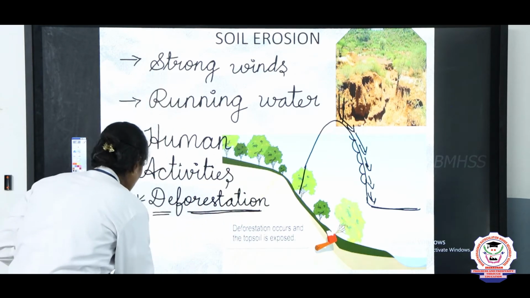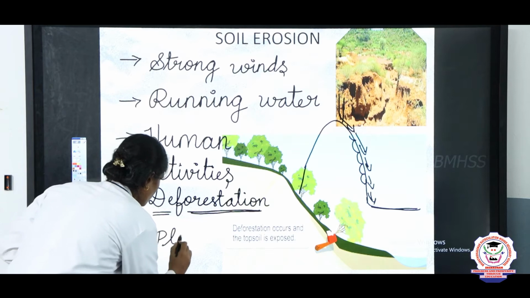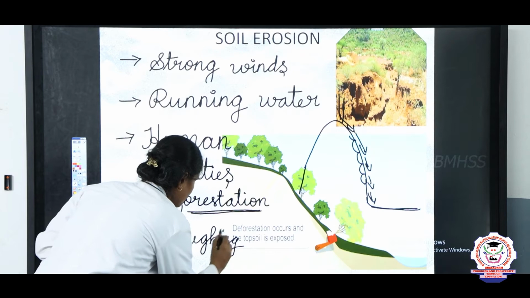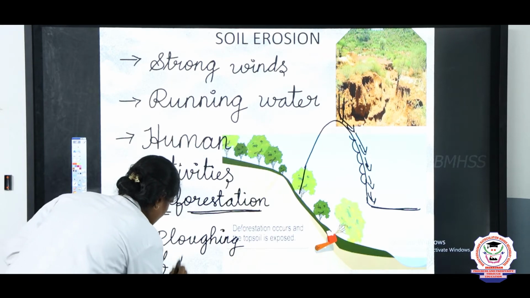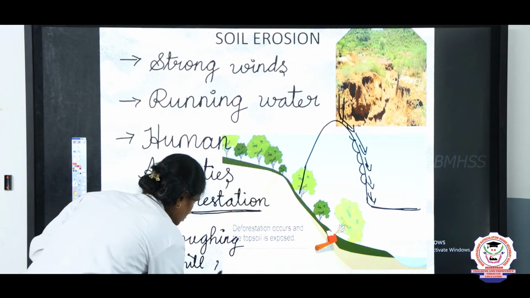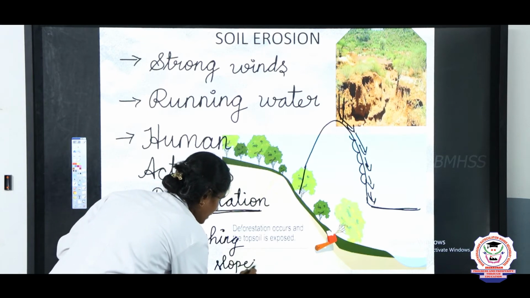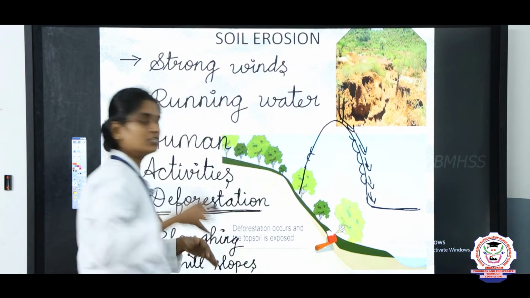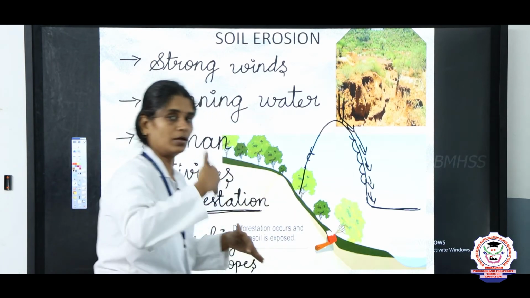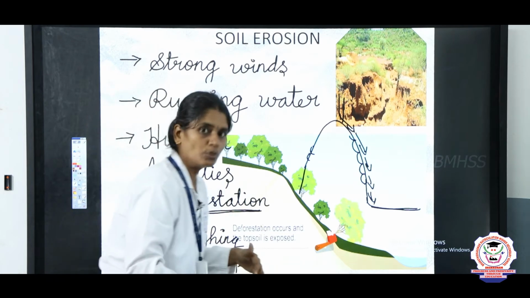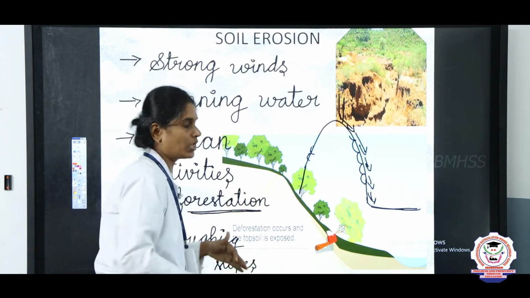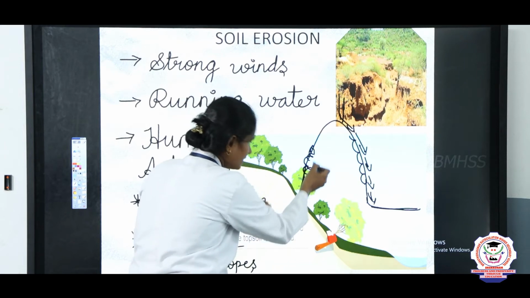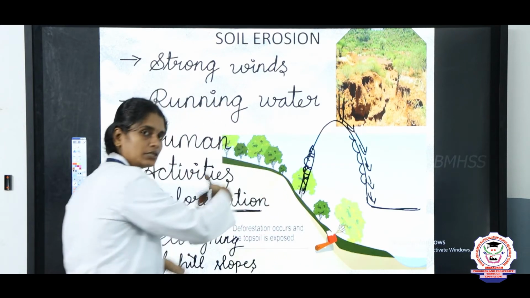And then ploughing of hill slopes, P-L-O-U-G-H-I-N-G. Mostly in the hill slopes, when we plough, it means loosening the soil. Before we plant plants or sow the seeds, we have to do the ploughing, right? Once we plough, we are loosening the soil and thereby there is a chance of this soil to deposit into the slopes.